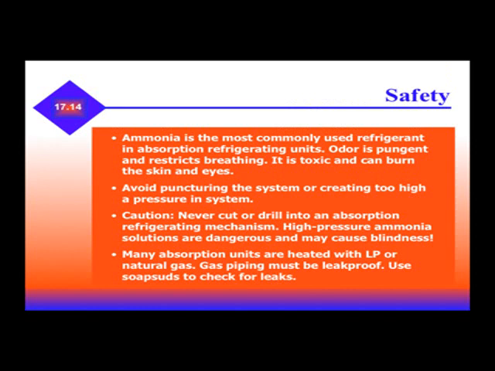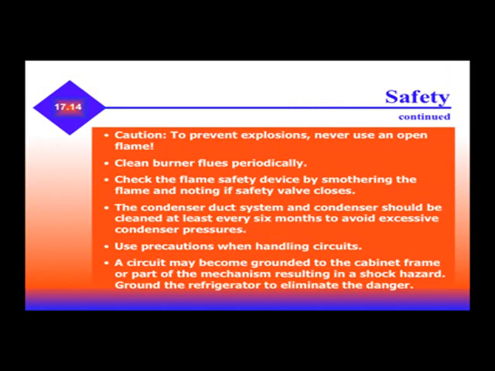Many absorption units are heated with LP or natural gas. Gas piping must be leak-proof. Use soap suds to check for leaks. Never use an open flame around an absorption system or for leak checking. Clean the burner flues periodically. Check the flame safety device by smothering the flame and noticing if the valve closes. The condenser duct system and condenser should be cleaned at least every 6 months.